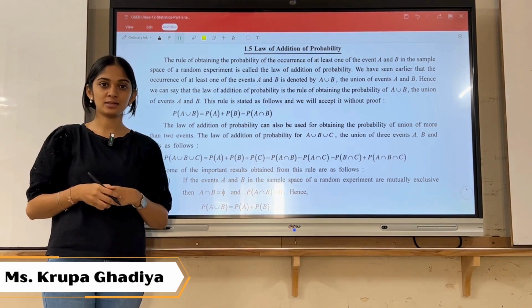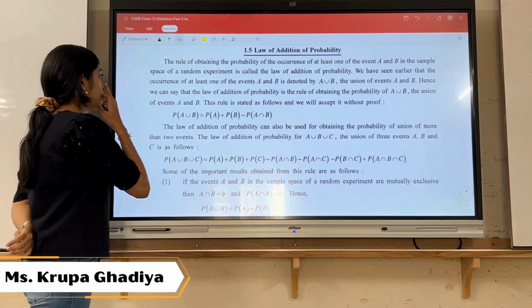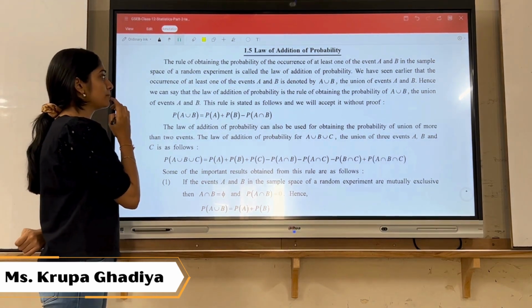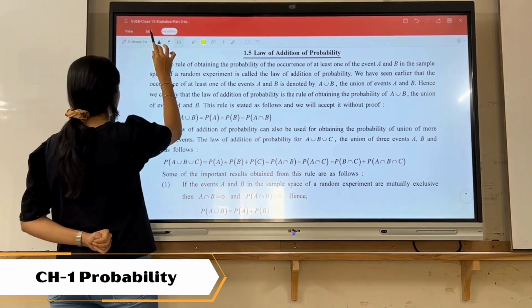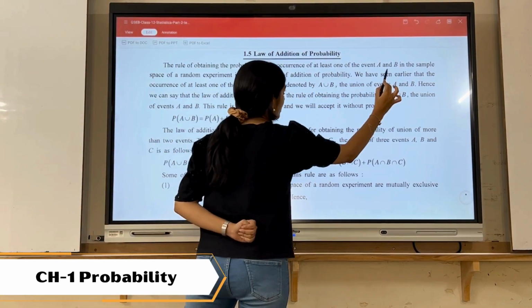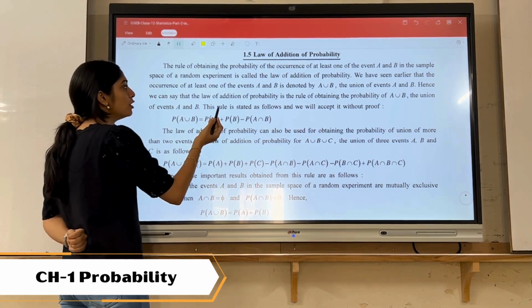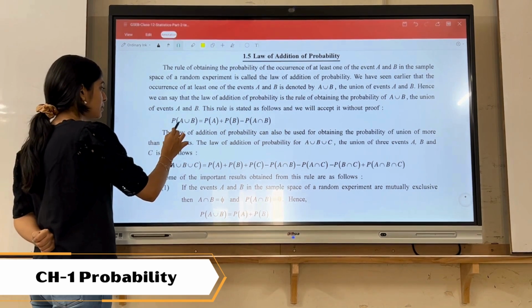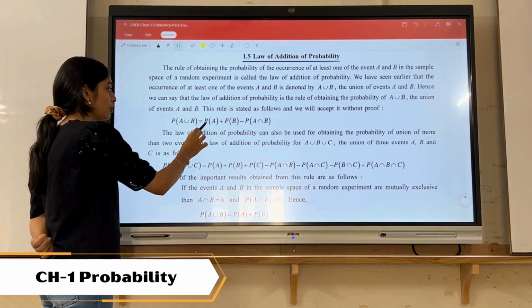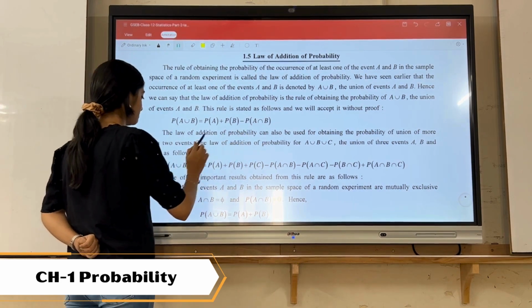Today we are going to learn about the rule of addition. Now this rule states that the probability of occurrence of at least one of the events A and B in a sample space of a random experiment is called the law of addition of probability. The formula of this, that is P of A union B, is equal to P of A plus P of B minus P of A intersection B.